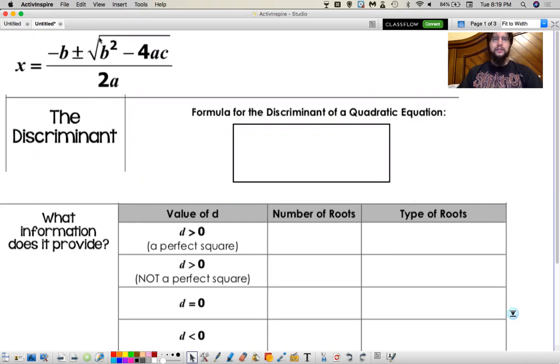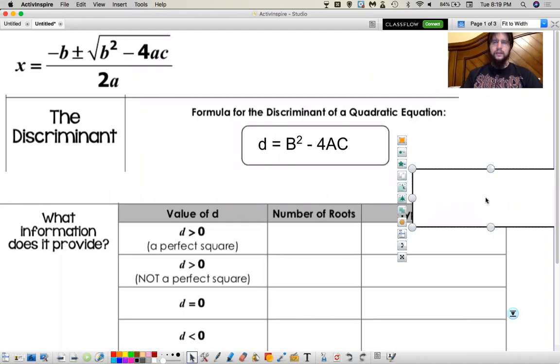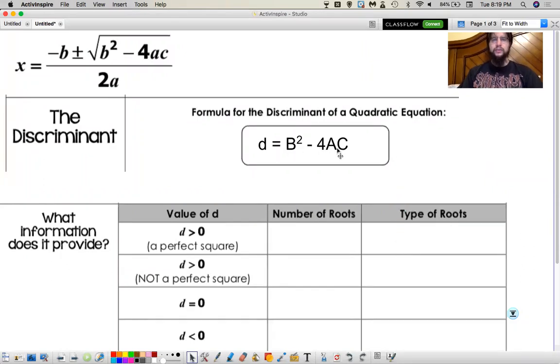The answer is everything that's underneath the radical. So the discriminant is b squared minus 4ac. It's just this part of your quadratic formula. So if we think about it, it'll determine how many roots we have and what kind. So let's review. A root, also called an x-intercept or a solution, is the answer to your quadratic when it's equal to 0, or any equation.